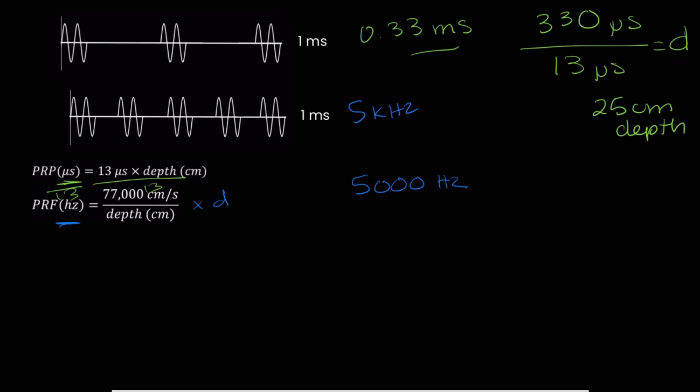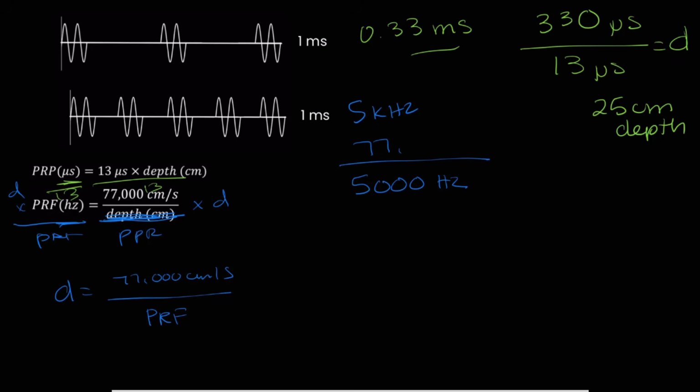So if I multiply both sides by depth, that cancels that out, and then I can divide this side by PRF, divide this side by PRF, and now I have that depth is equal to our 77,000 centimeters per second divided by the PRF. So after our manipulation of PRF into hertz, we have 5,000 hertz. All we need to do is take that PRF and divide 77,000 by it. 77,000 divided by 5,000 equals about 15 centimeters of depth.